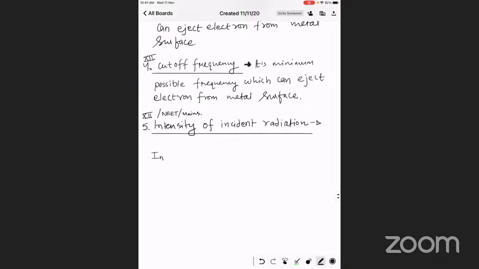What do you understand by intensity? Energy per unit... total energy per unit time. Okay.